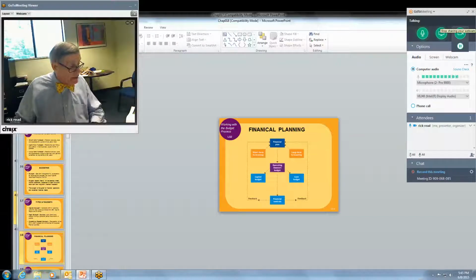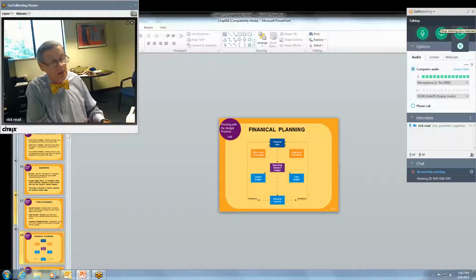And then the financial needs forecasting, financial planning. We can see this at figure 18.2 at the bottom of page 497. Financial plan, the operating budget in the middle.